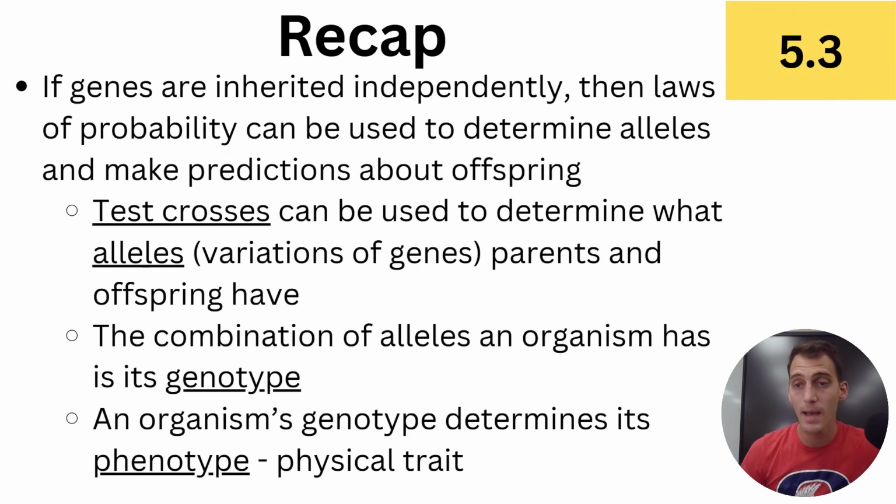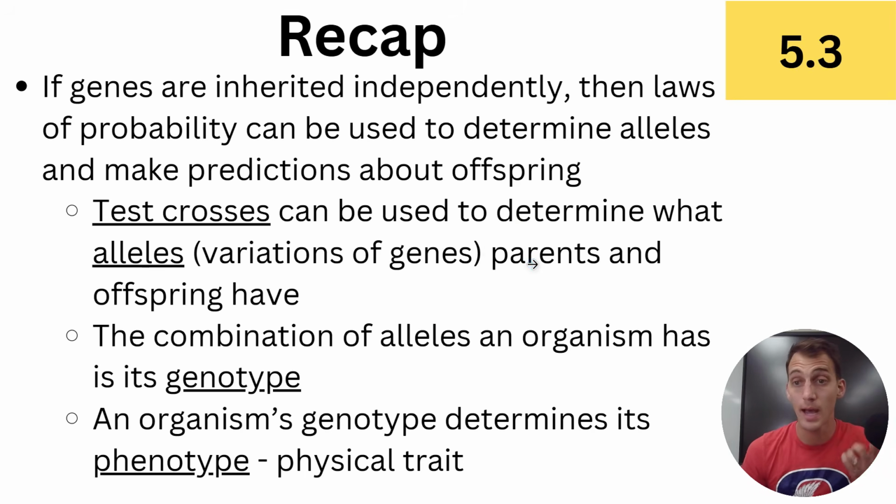Now let's just recap here because this is going to be a long video. If genes are inherited independently, then laws of probability can be used to determine alleles and make predictions about offspring. What we just demonstrated are called test crosses, and those can be used to determine what alleles or variations of genes parents and offspring have. The combination of alleles an organism has is called its genotype. An organism's genotype determines its phenotype, which is its physical traits.